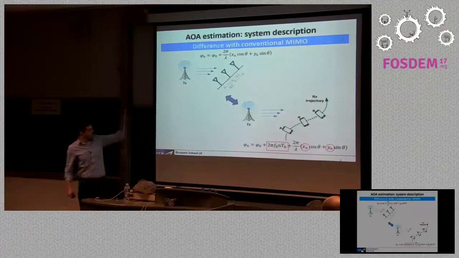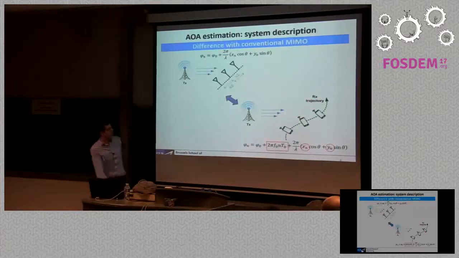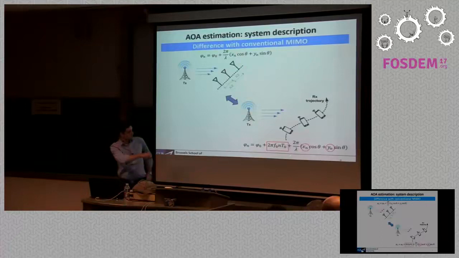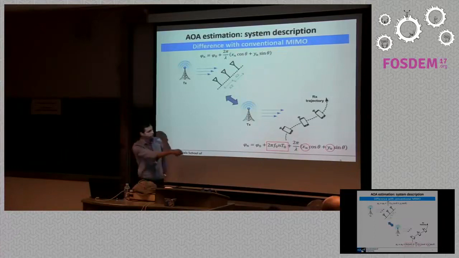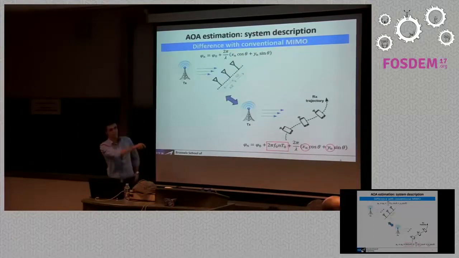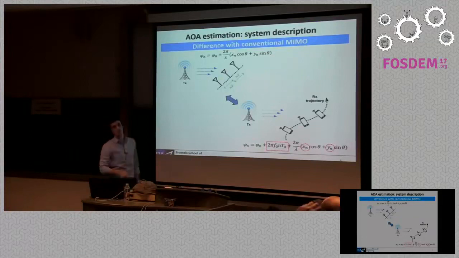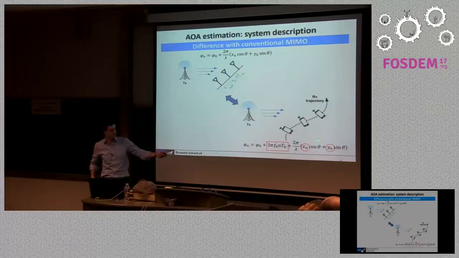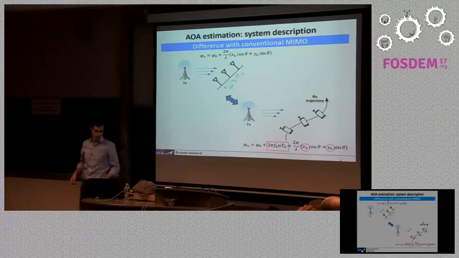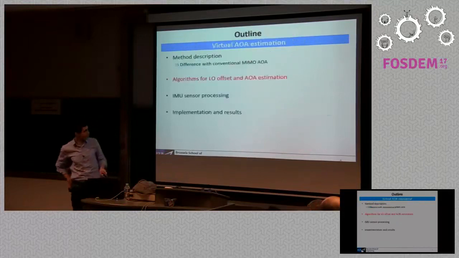So the difference between conventional MIMO and this virtual MIMO are these two terms here, which are in the red boxes. The first one is a frequency offset, which you don't have in the conventional case. And the second one is that you don't know the xn and the yn of your different virtual antennas here. All right, so the first part, we're going to see how we can deal with this term, which is actually fairly easy to deal with. And then the second part, we're going to see how we can estimate these xn and yn terms using inertial measurement units.